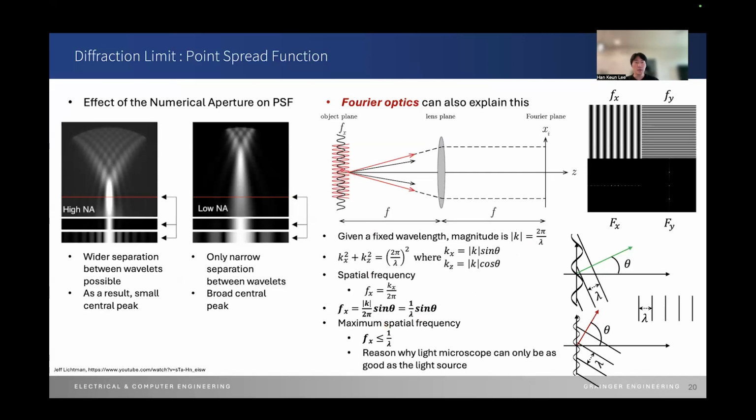And the higher frequency components tend to travel at wider angles, and therefore are not collected by the lens. This is why it is very critical to have an objective lens that can collect more of the light diverging from the center, so that high frequency components can be contained throughout the imaging. The maximum spatial frequency is also determined by the wavelength itself. The spatial frequency can only be less than 1 over the wavelength, and this is why the light microscope can only be as good as the light source.